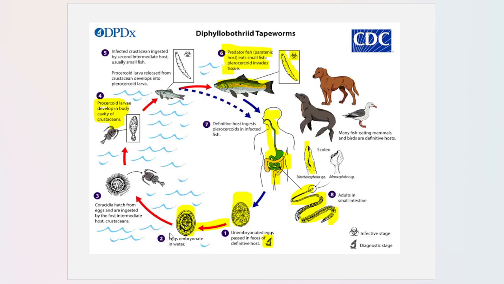So, after embryonation, coracidia hatch from eggs and are ingested by the intermediate host, yung mga crustaceans, yung copepods. Okay? The copepods, crustaceans will be ingested by the fish. That's the reason or that's the case on why it can be infected. Okay? So, yun guys. So, as simple as that. So, that's the life cycle.